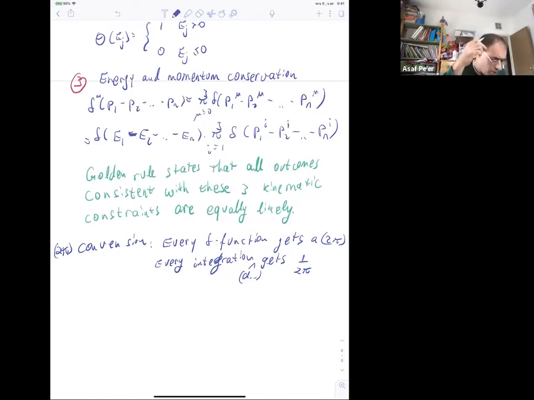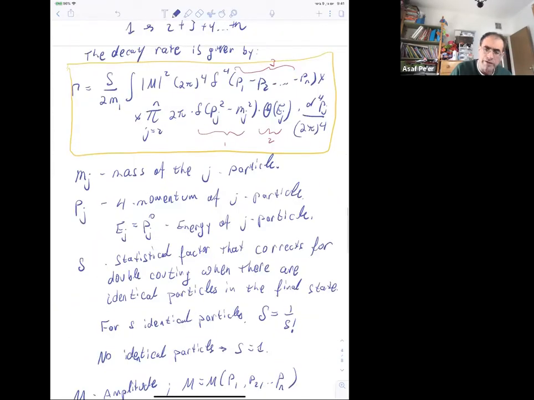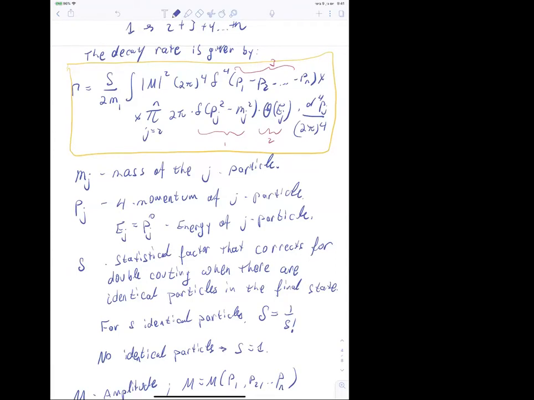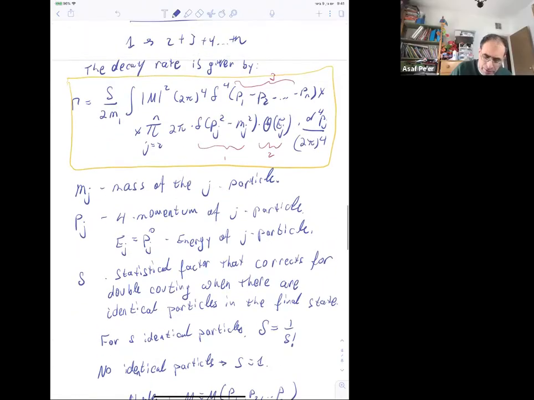Now we can take the golden rule and slightly simplify it. This is just the convention that we have. Is the convention for one-dimensional or four-dimensional deltas and integrals? Delta is four-dimensional, so we have 2 pi to the 4 because delta is delta to the 4. Each dimension gets a 2 pi.